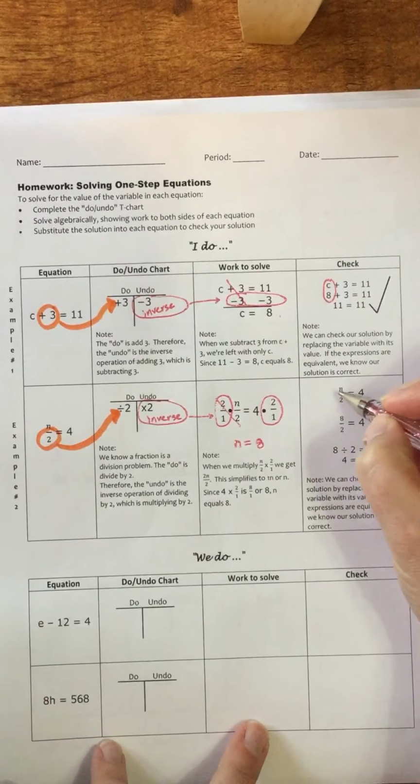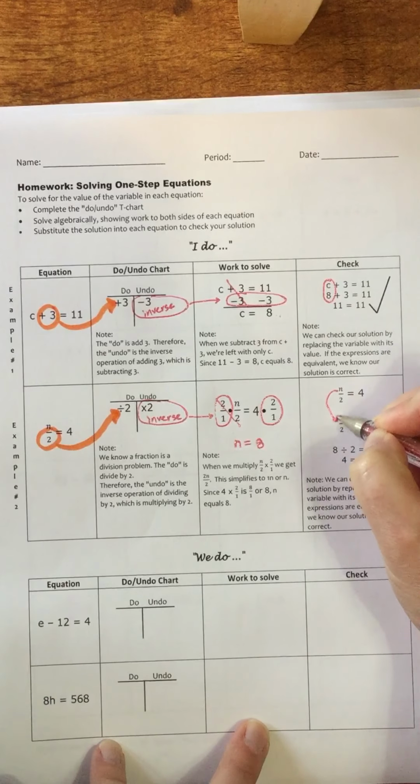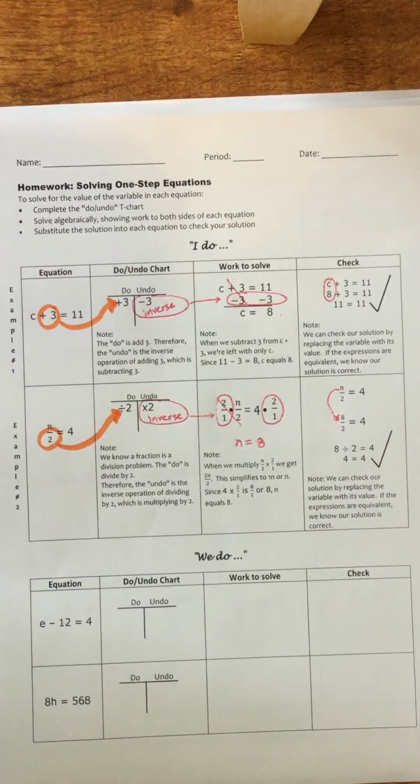In order to check the work, take the variable value, substitute it in, and then work through it again and see if you get a true statement. In this case, 8 divided by 2, that could also be written 8 over 2, which is 4. And 4 on the left, 4 on the right, that is a true statement, so I know it's correct.